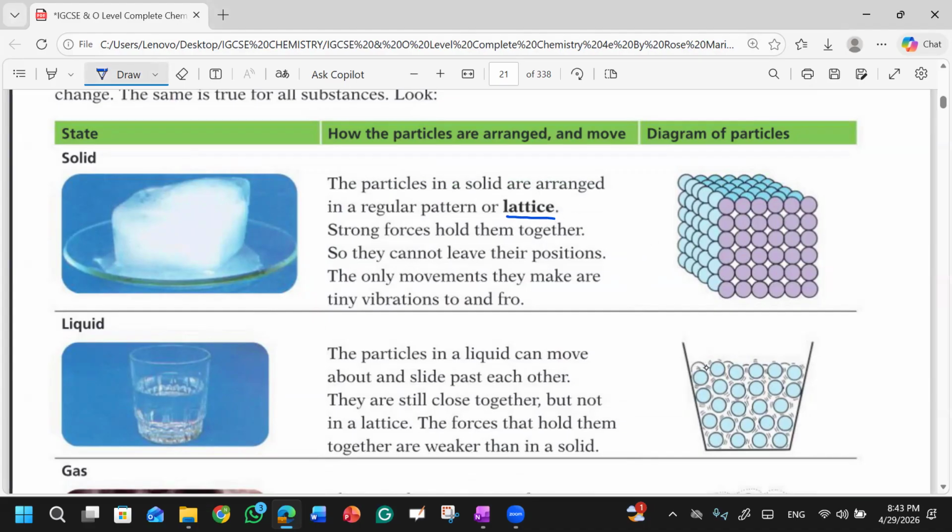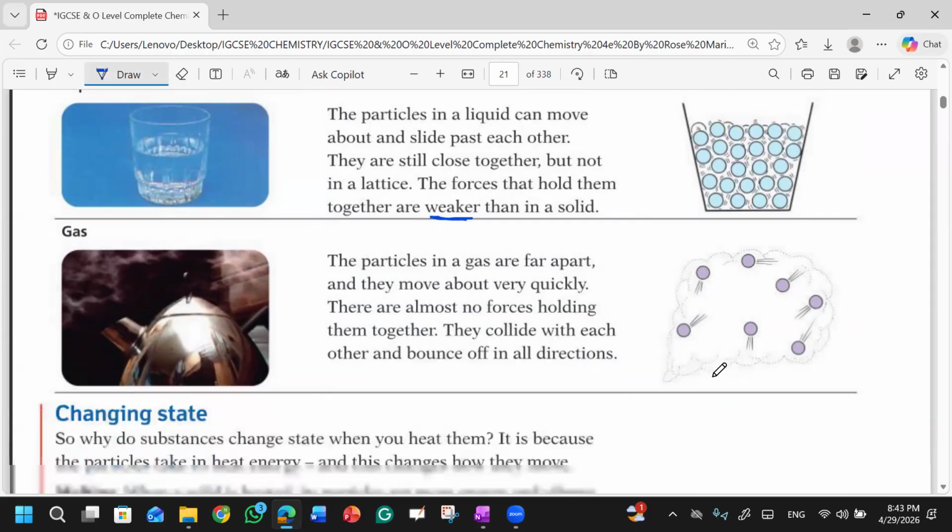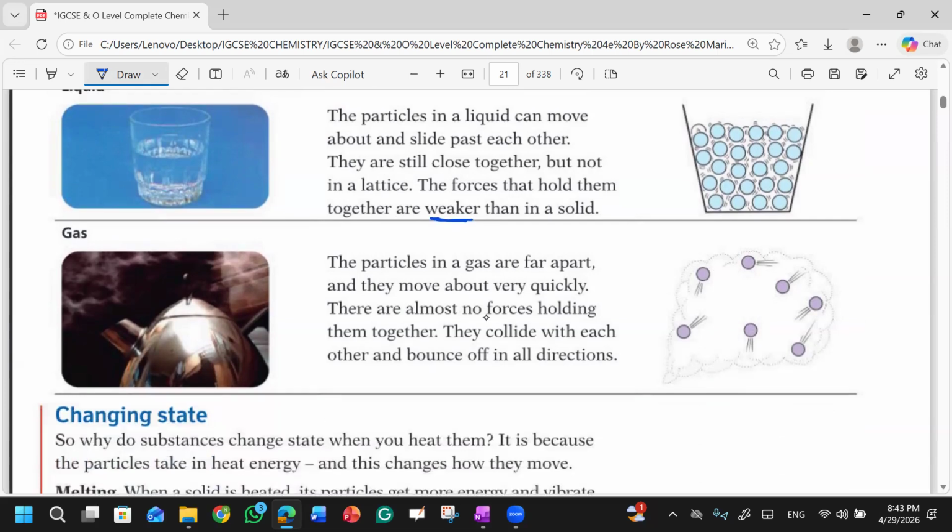But in liquids, there is loose packing as compared to the solid, and there are weak forces. In liquid there are weak forces as compared to the solid. And when we talk about the gases, they have almost no forces holding them together. The intermolecular forces are negligible in them. You can neglect the intermolecular interaction in the gases.